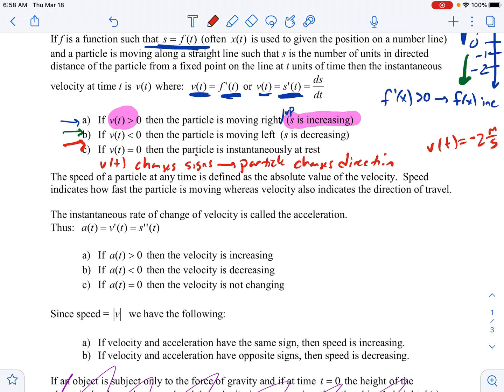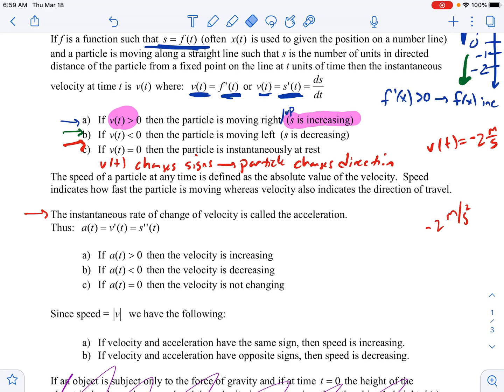The instantaneous rate of change of velocity is the acceleration. If we look at the derivative of velocity, we get acceleration. If we take the derivative of velocity, we might get something like -2 meters per second squared, meaning that every single second the velocity is going down by 2 meters per second.